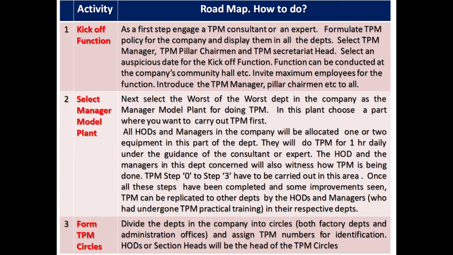Once all these steps have been completed and some improvements are seen, TPM can be replicated to other departments by the HODs and the managers who had already undergone TPM practical training, in their respective departments. Third step is to divide the departments in the company into circles, both factory departments and administrative offices, and assign TPM numbers for identification. HODs or section heads will be the head of the TPM circle.